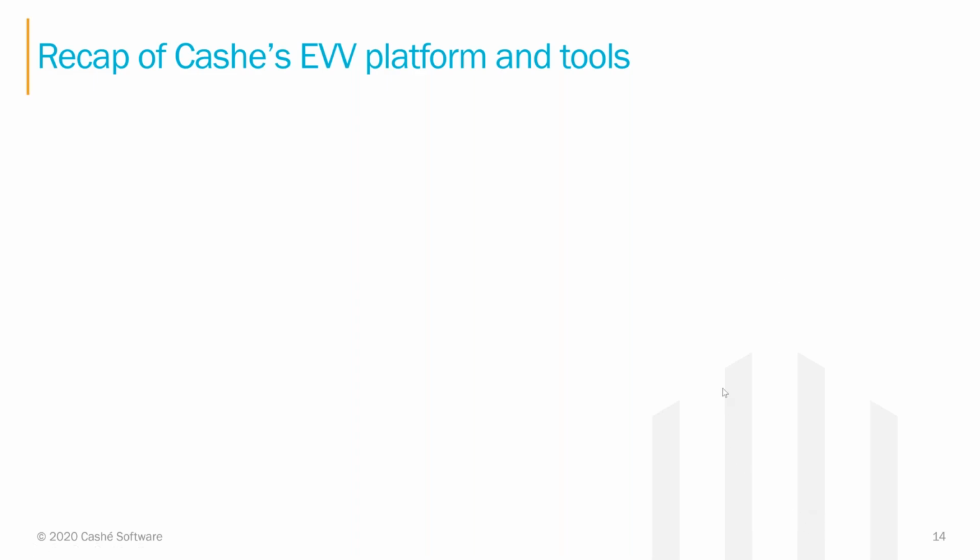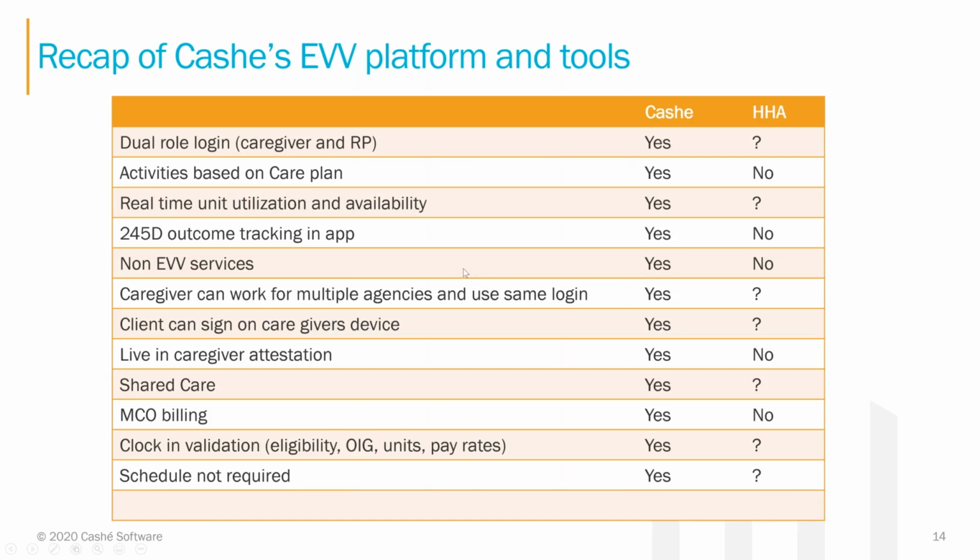All right, thanks, Bill. For a quick recap of our tool here, you saw the dual role login for the caregiver and RP, the activities based on the care plan and what was available for each client, real-time unit utilization and availability, verifying that at time of clock-in, seeing the 245D outcome tracking in the app. You saw that non-EVV services like housing stabilization, as well as employment services are available for electronic time capture.